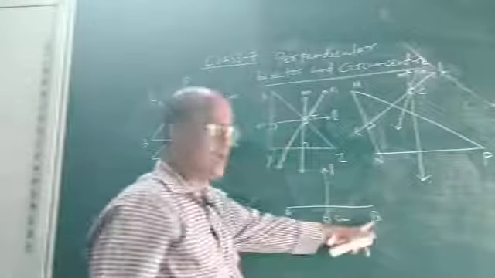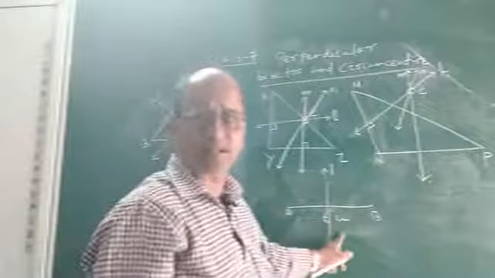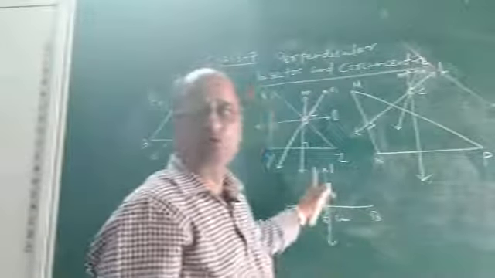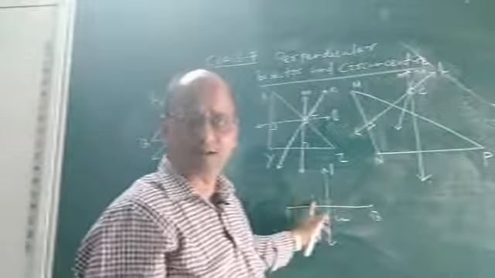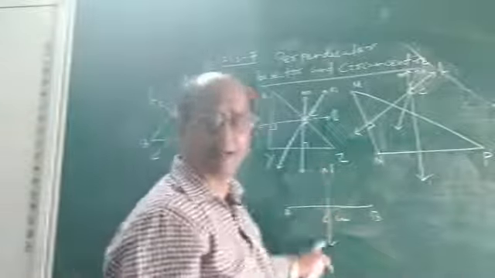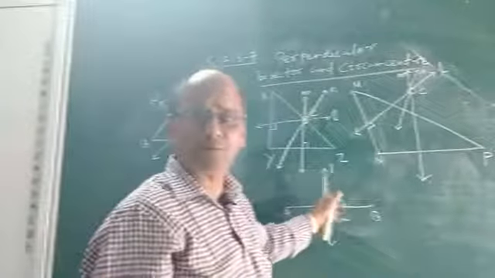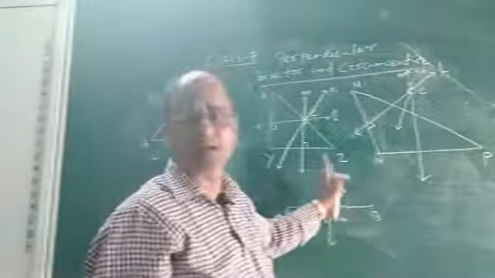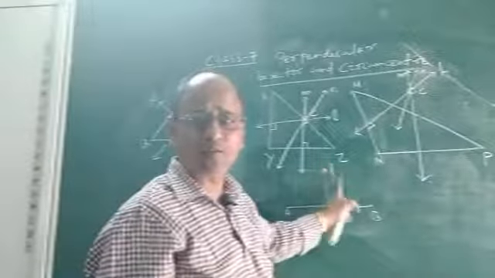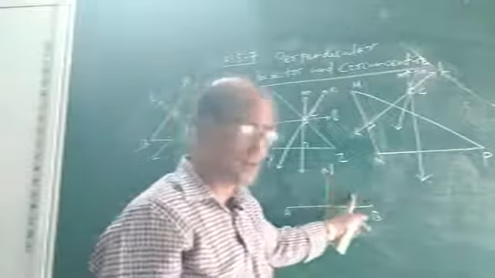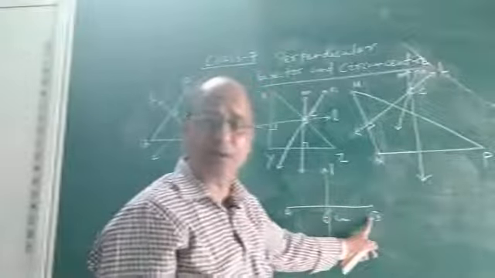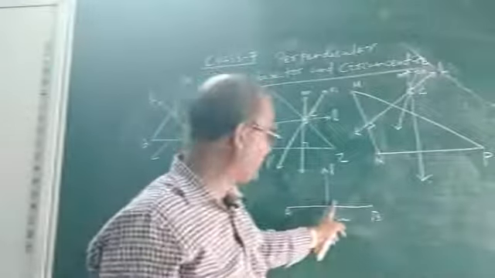AB is a line segment whose length is, say, 6 cm. To draw its perpendicular bisector means we have to construct another line, suppose the name of the line is L. We have to construct this line L such that it will be perpendicular to AB. Perpendicular means it will make 90 degrees here.